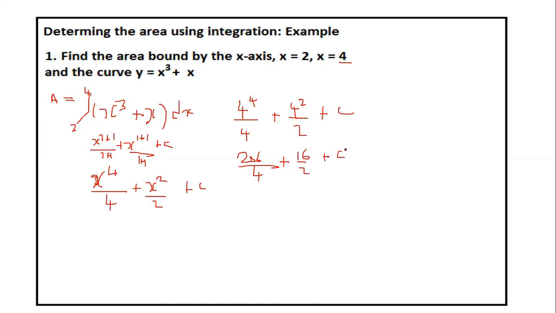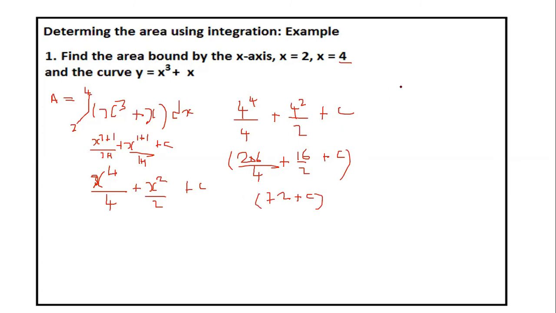Okay, so this one, work it out. So 256 divided by 4 plus 16 over 2. This one will definitely give us 72 here, then plus C. So we close this one up.